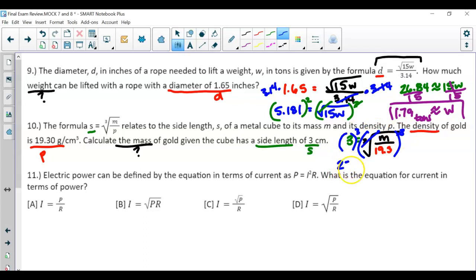And I've got 27, which is equal to M divided by 19.3. Now we got rid of our cubed root, and M is being divided by 19.3. Now we can multiply both sides by 19.3. And so the mass is going to be approximately, because here they cancel out, you end up with 521.1 grams.